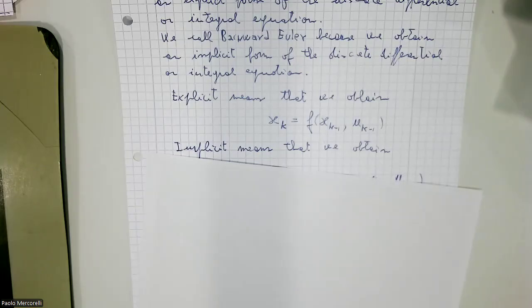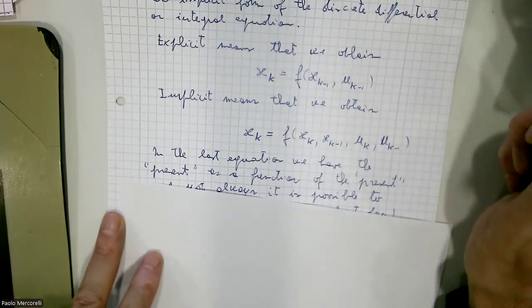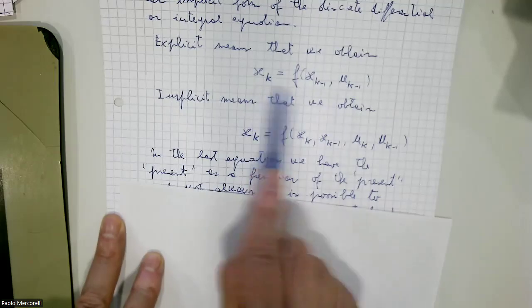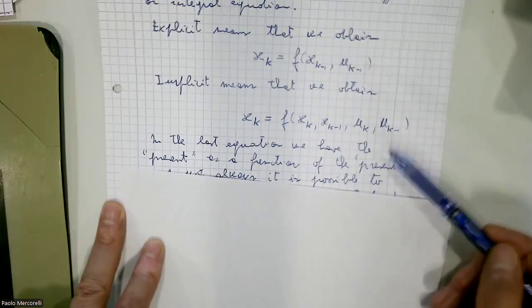A few minutes, then we take a rest to look for the software. But I would like to introduce this. Explicit, exactly what I told you. What is the difference between explicit and implicit?